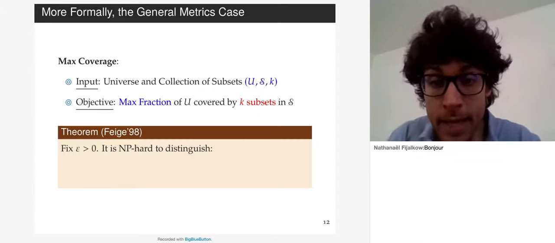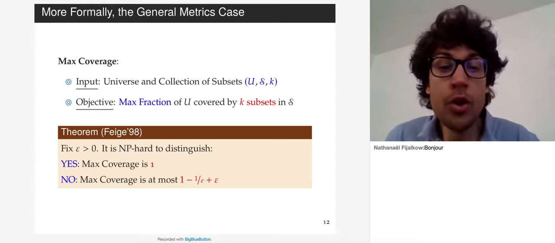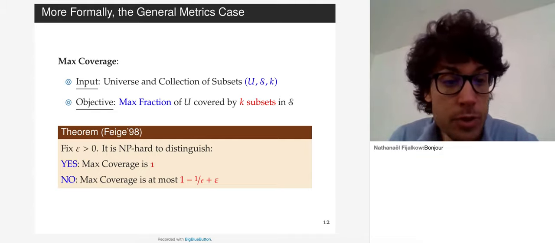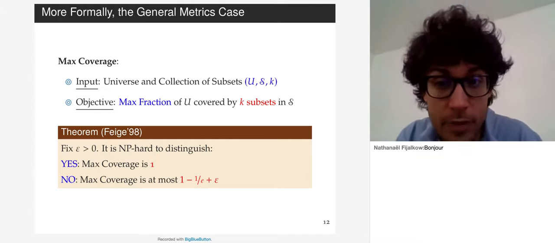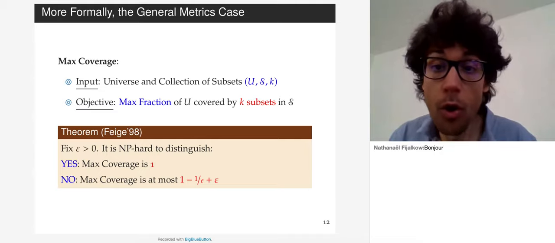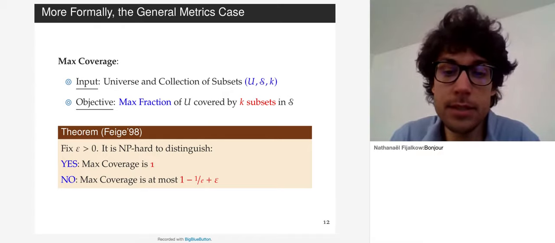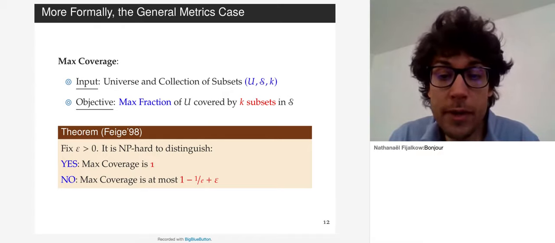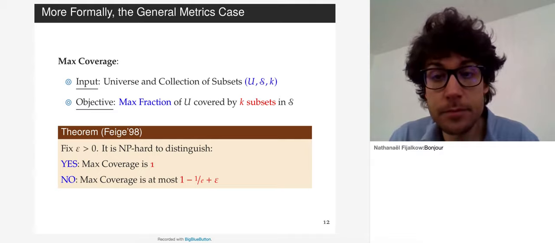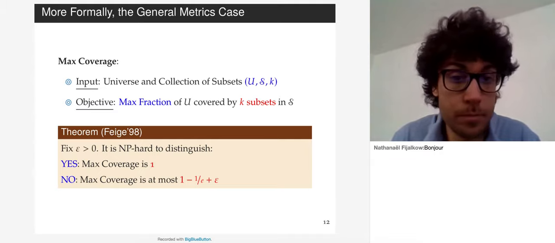Now, from the proof of Feige on set cover, you know that it's NP-hard to distinguish between the two following types of instances. Either you have a max coverage where you cover a fraction of 1, so you cover all the elements, so there is a set cover of size k for this instance, or you cover a 1 minus 1 over e plus epsilon fraction. And it's NP-hard to distinguish between the two.